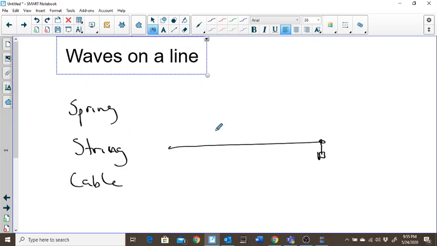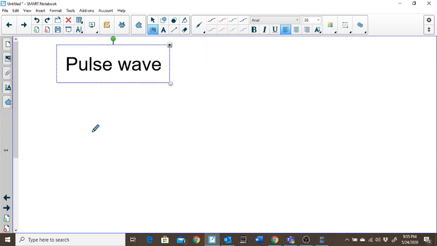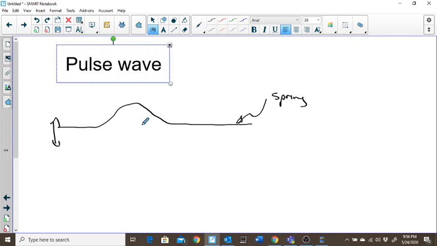But there's different ways of generating that wave. So we can talk about, first of all, a pulse wave. And a pulse wave would sort of look something like this. So we have our spring, and what we've done is that we've moved the spring up and then back down again, and so we get this wave. And what happens is that this wave travels.